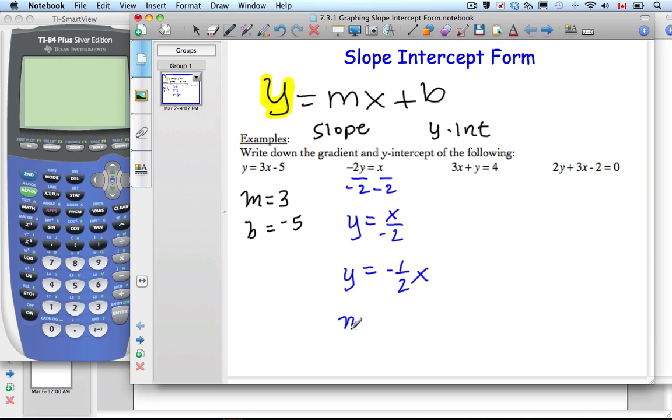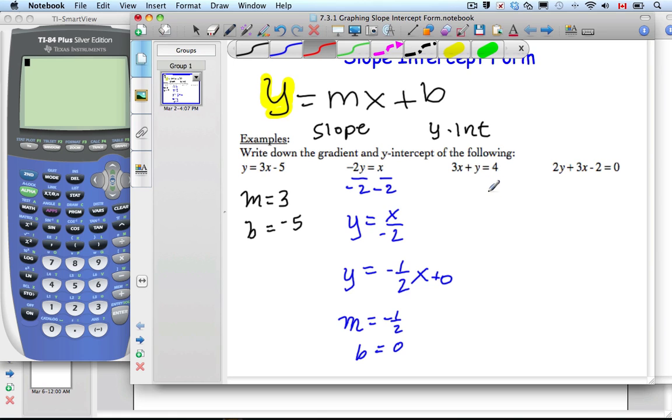So here, it's easy to identify now. Our slope is -1/2. And y-intercept? There is no b, so it's got to be 0. All right. Next one. What form is that in? We just looked at that the other time, the standard form. General form. Yep.